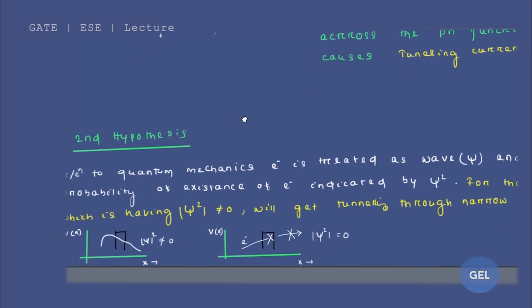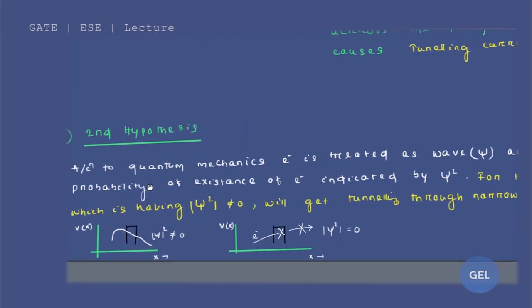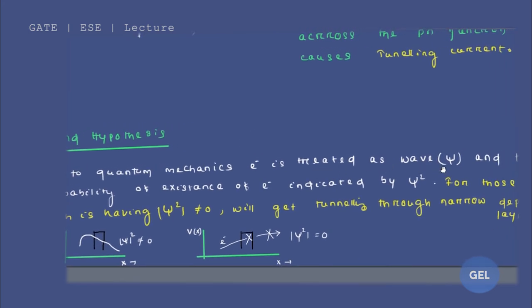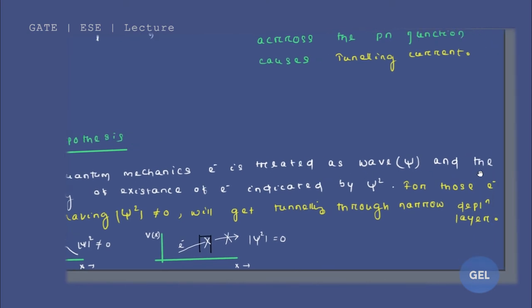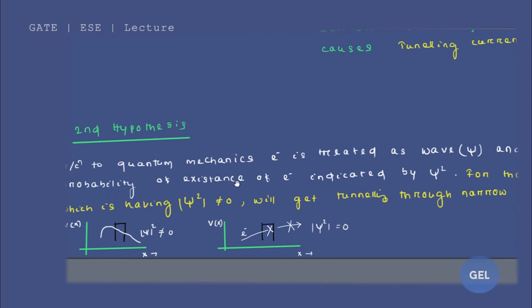Now the second hypothesis proposed is, listen to this carefully, according to quantum mechanics, electron is treated as a wave, and the probability of existence of electron is indicated by psi square. That means if psi square is not equal to zero, there is a probability of finding the electron there. That means the electron exists.